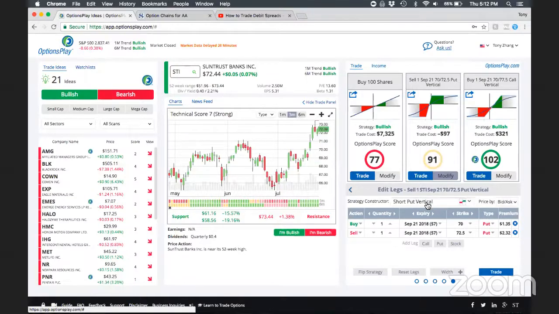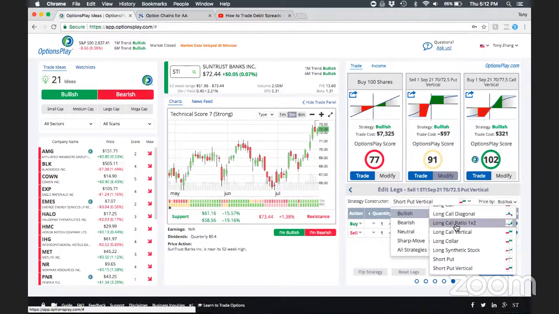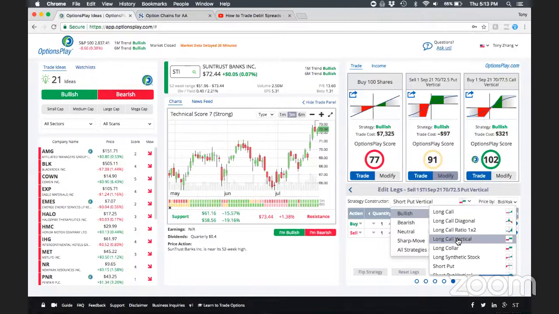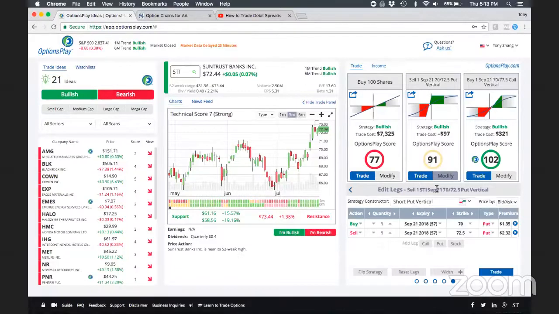So what you can do is utilize our platform when you use the bullish strategy constructor. The short put vertical is the credit spread, the long call vertical is the debit spread, and vice versa for puts.